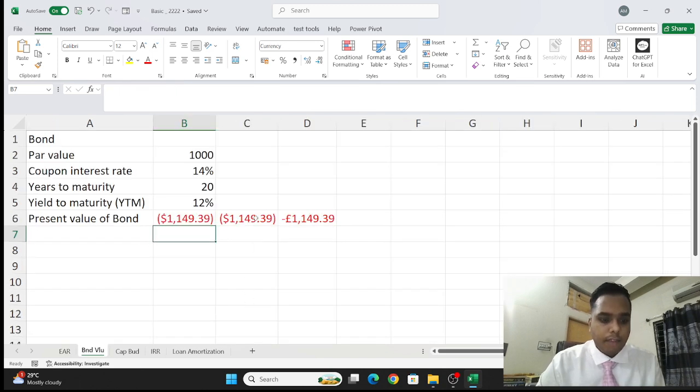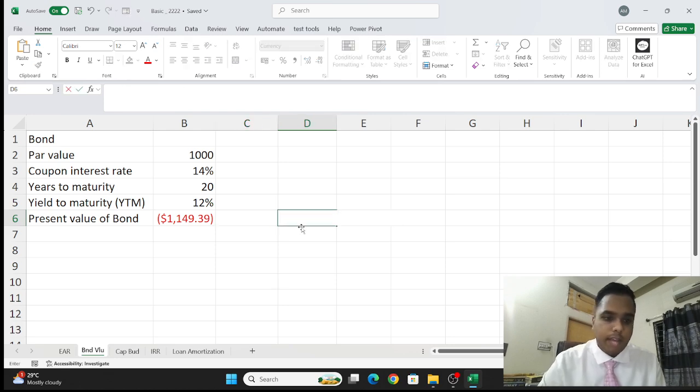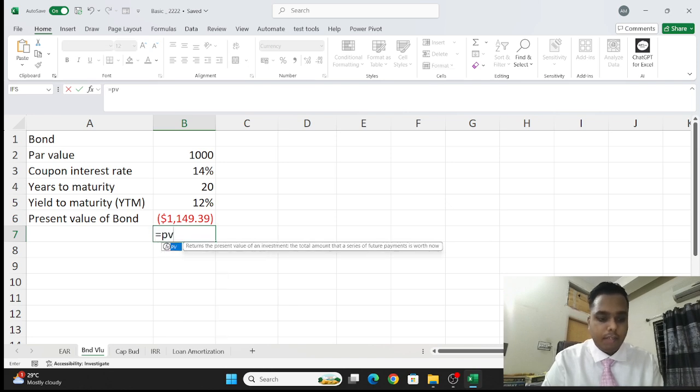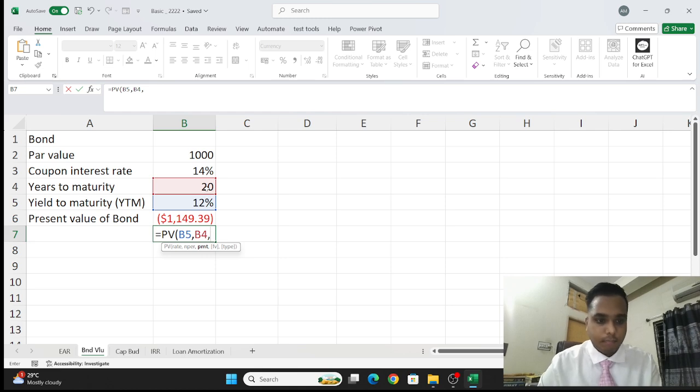Our next topic is bond value. To find bond values, we have to write this formula. We are calculating the present value of a bond. That's why we will write equal PV tab rate. There are two rates given. We will select the years to maturity, comma, that means NPER, comma.